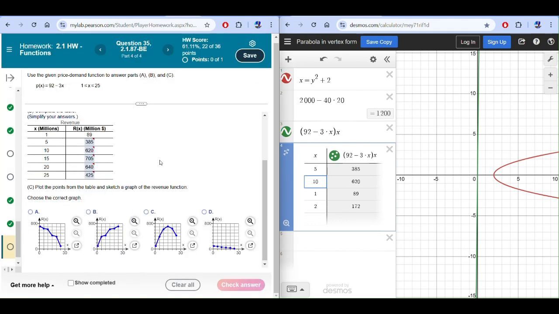What does this graph look like? Once you guys would have done that, it would have plotted on there, but this is going up, up, up, down, down. So kind of like that.